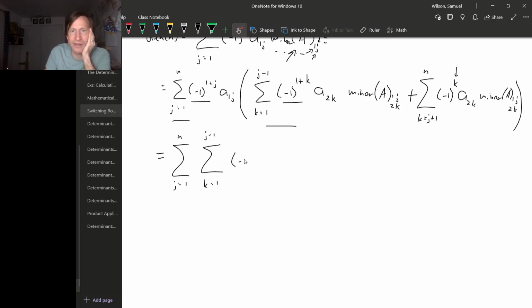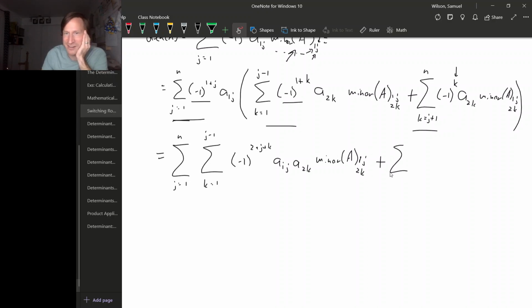So altogether, we have minus 1 to the power of 1 plus j plus 1 plus k, and that's 2 plus j plus k, times a1j times a2k times the minor of A, where we've deleted row 1 and column j, and row 2 and column k. Okay, now let's distribute this first outside sum all the way over to here.